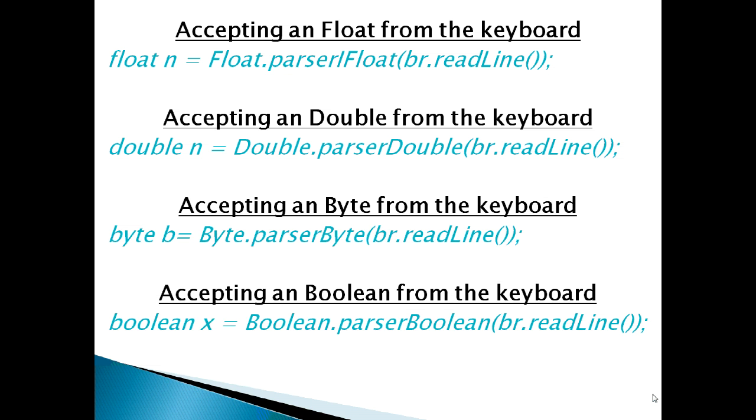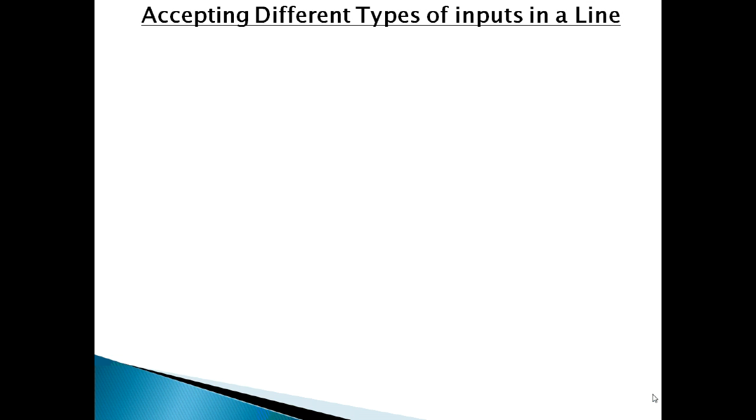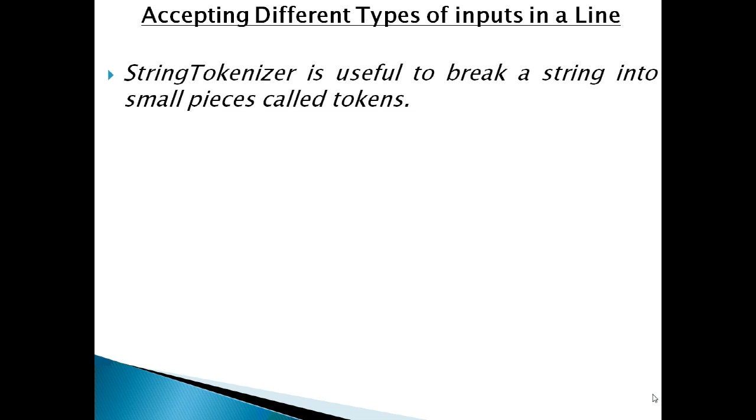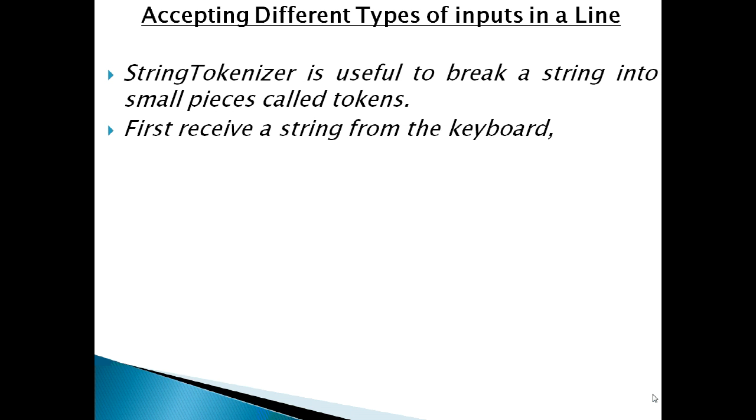Till now we learned how to accept only one input at a time. For example, first ID, then name, one by one. Now we can discuss accepting different types of input in a line, where we can receive several inputs at a time in a single line. To achieve the effect of scanf, we can use StringTokenizer class of java.util utility package. StringTokenizer is useful to break a string into small pieces called tokens. First, receive a string str from the keyboard which contains different types of inputs. Assume that the inputs are separated by a comma.